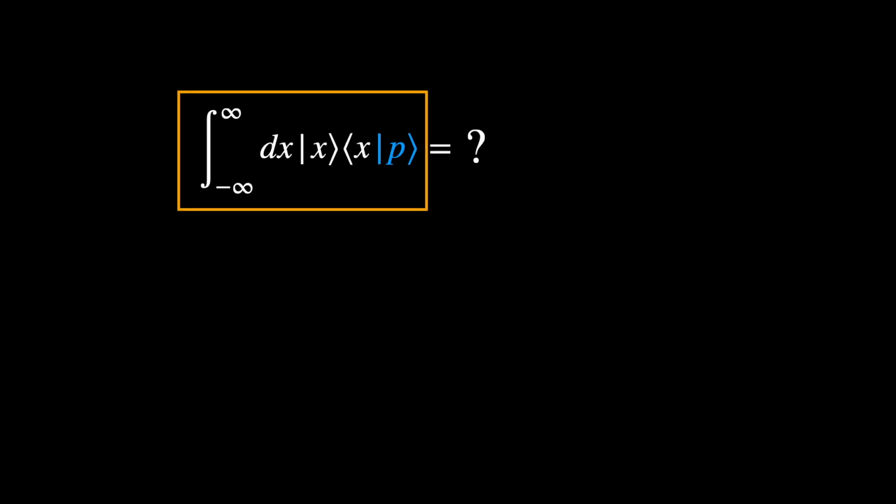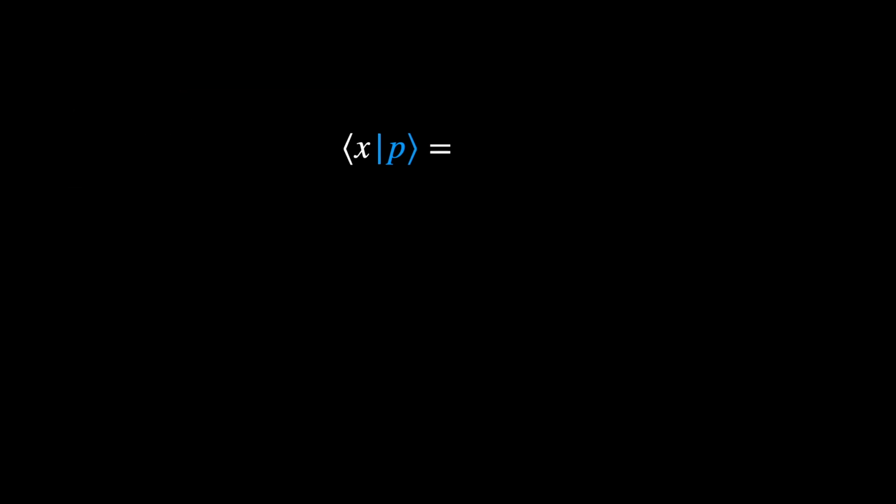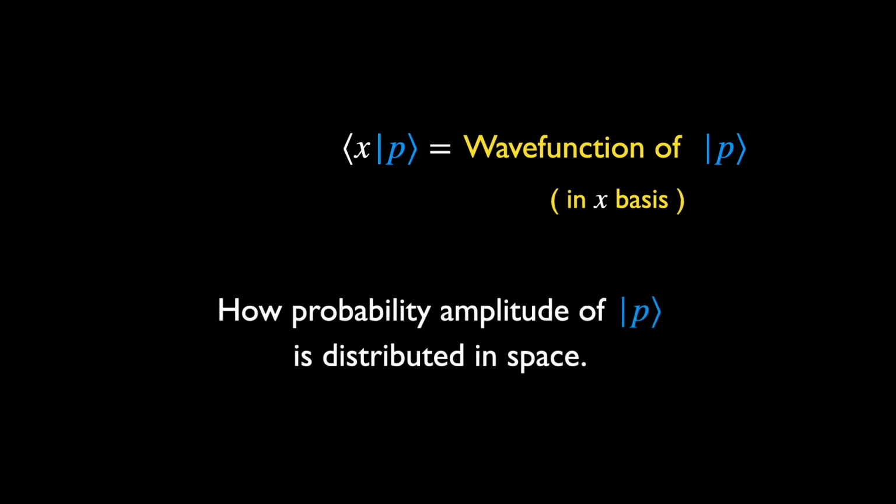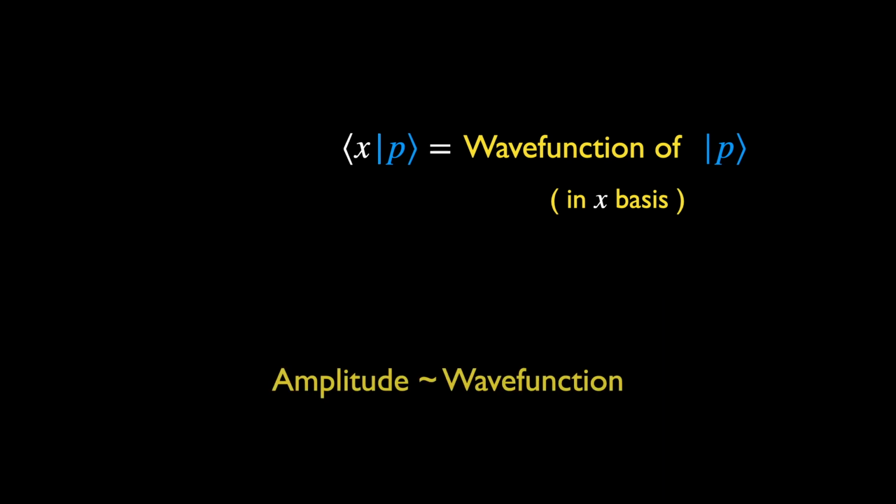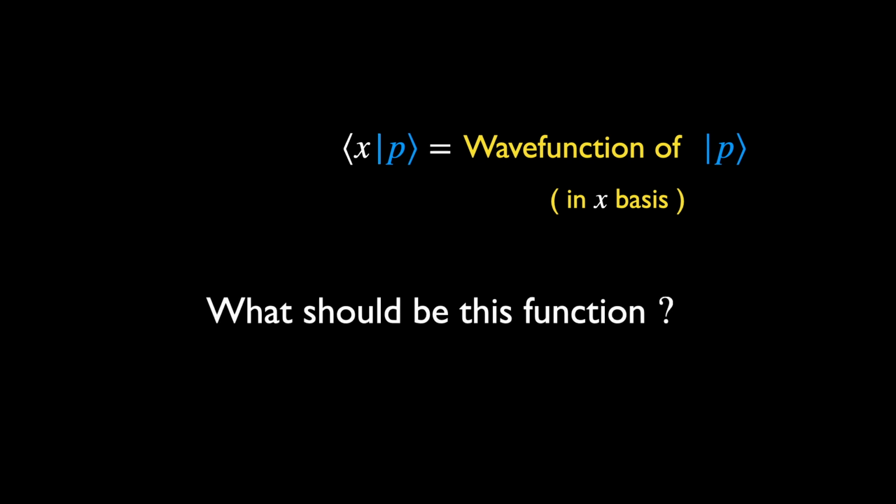Which is state p expressed in the position basis. Thus, the inner product ⟨x|p⟩ is the wave function of the momentum state in the x basis, or the position space. It describes how the amplitude of the momentum state is distributed spatially. Note that the term amplitude is often used interchangeably with wave function. What then should this function be?